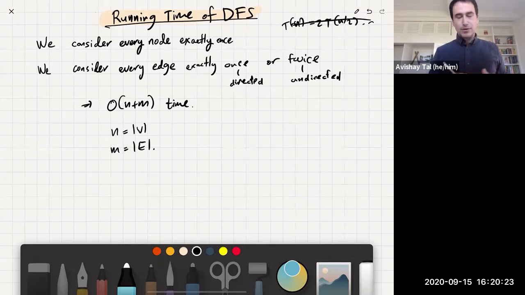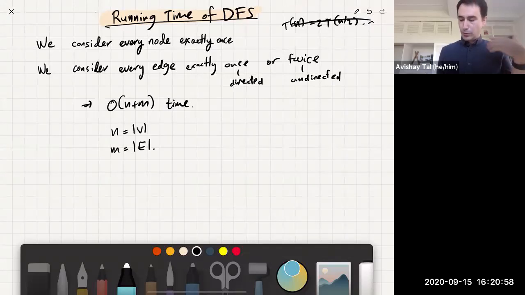How many times am I going to call the procedure or the subroutine explore on a given vertex v? How many times? I will do it only once, right? So for every vertex, I'm going to call explore with this vertex exactly one time. And for every edge in the graph, I'm going to consider it exactly once if we are in the directed case, and exactly twice if we are in the undirected case.